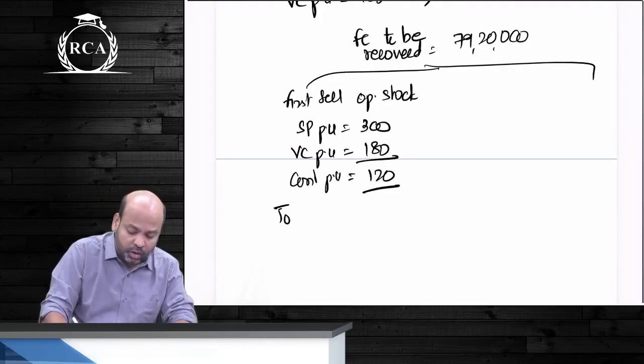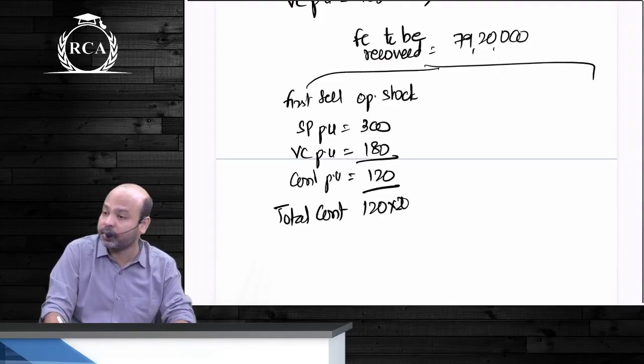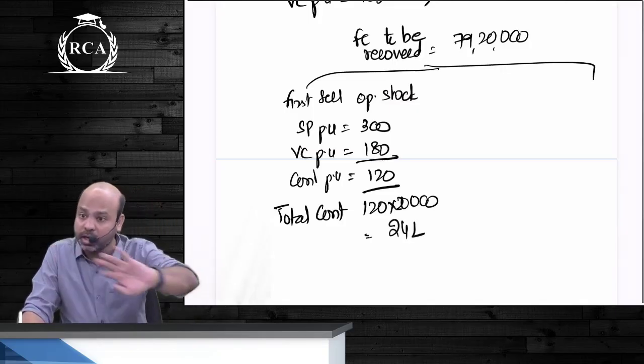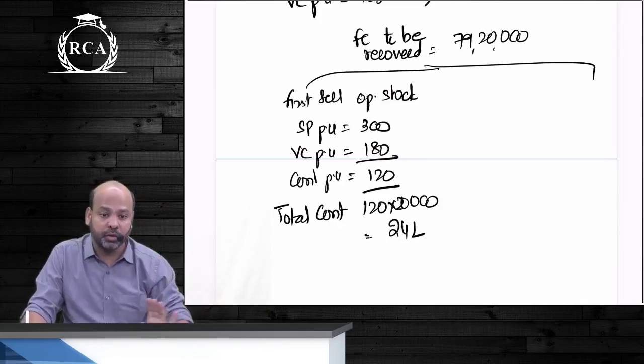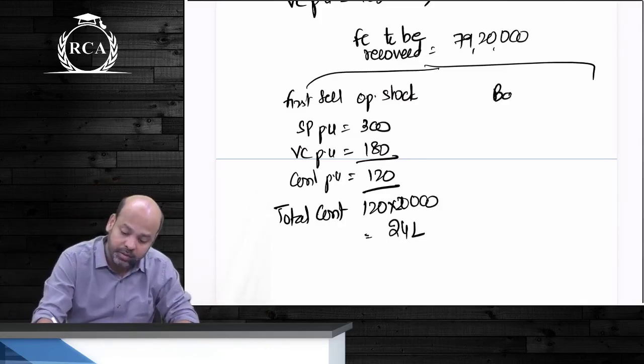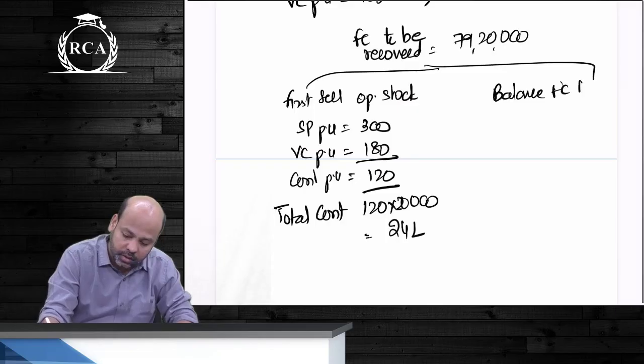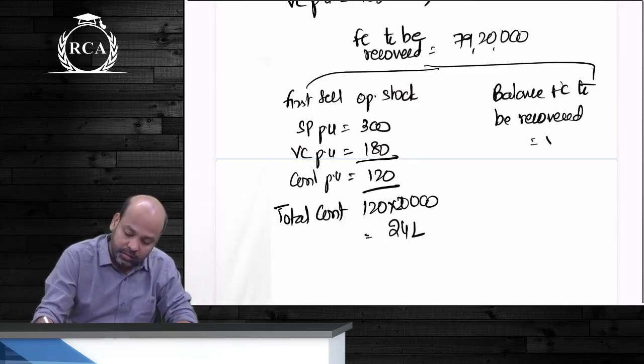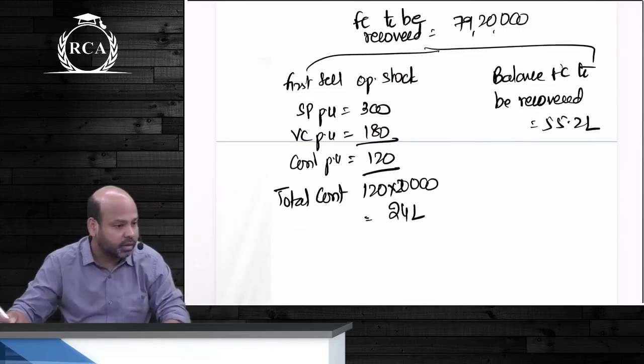So your total contribution that you are getting from sale of opening stock will be 120 multiplied by 20,000 units. How much will that be? निकालो उसको. You will first recover 24 lakhs. Get done with it. What is the balance fixed cost to be recovered? Balance fixed cost to be recovered, beta, is 55 lakhs 20,000.